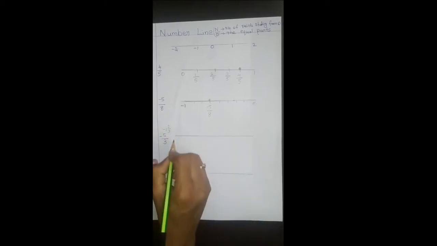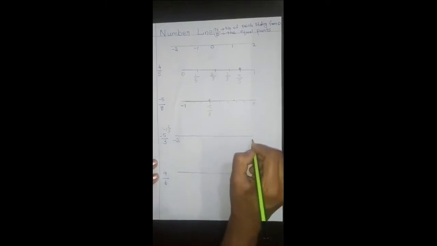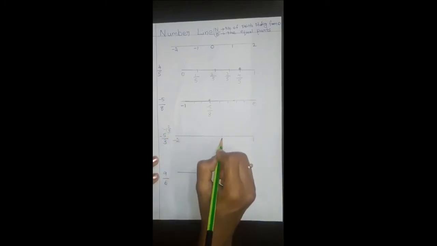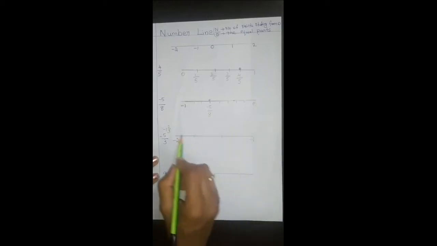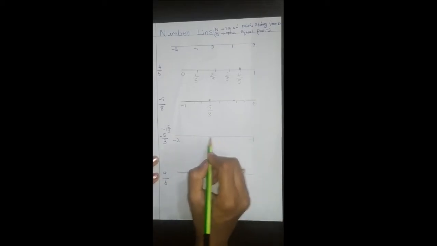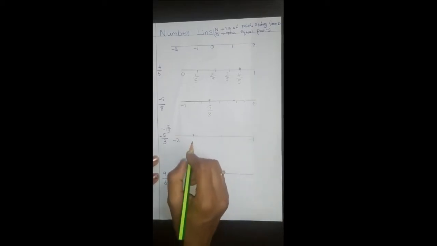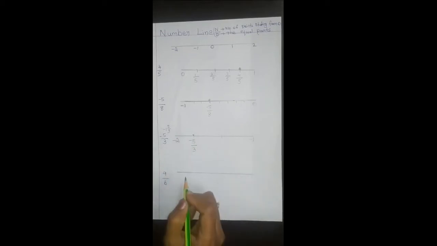So let's write minus 2 here and minus 1. Here we have 3. We have to divide this into 3 equal parts. 1, 2, 3. Here in the numerator we have 2. So 1, 2. Here we can mark minus 5 divided by 3.